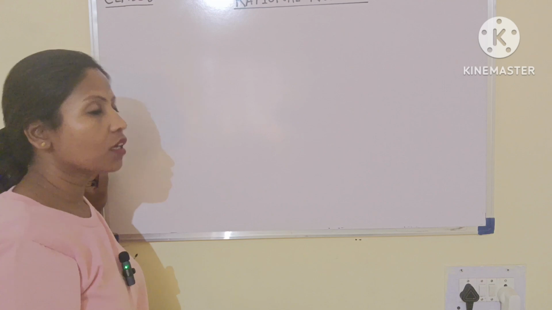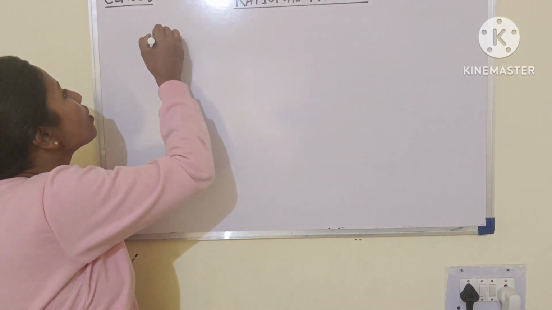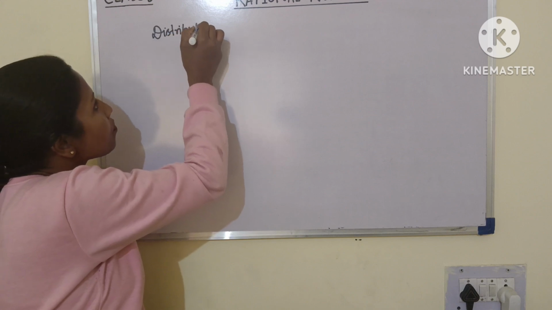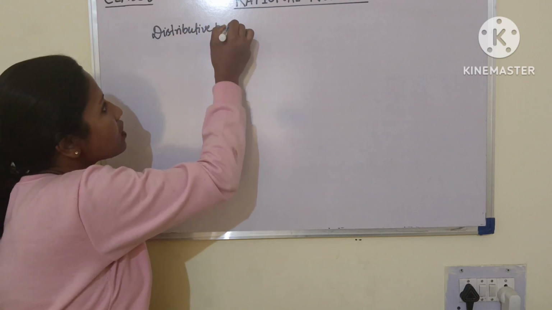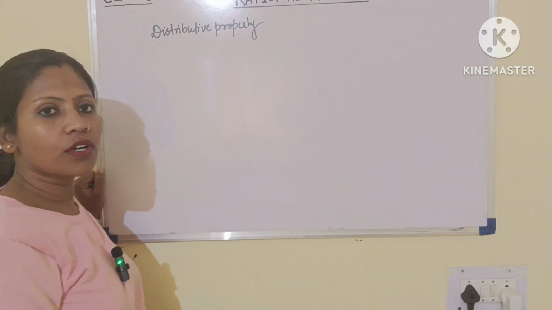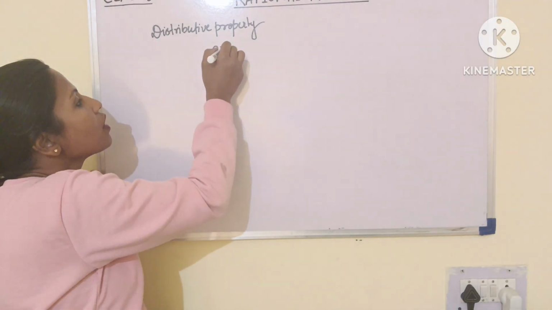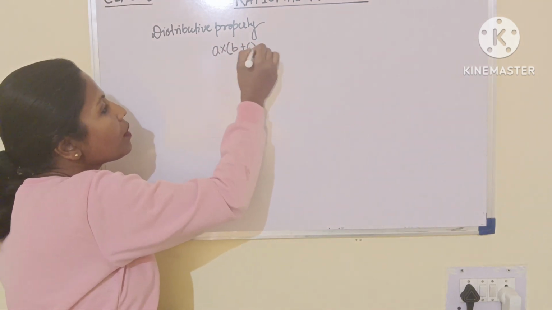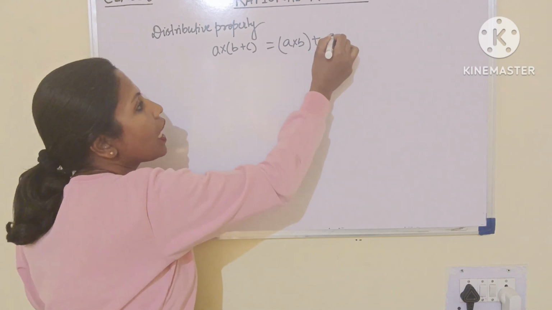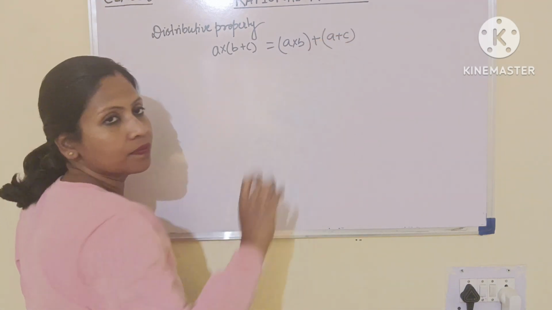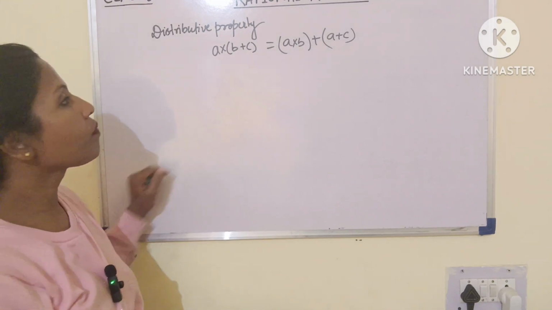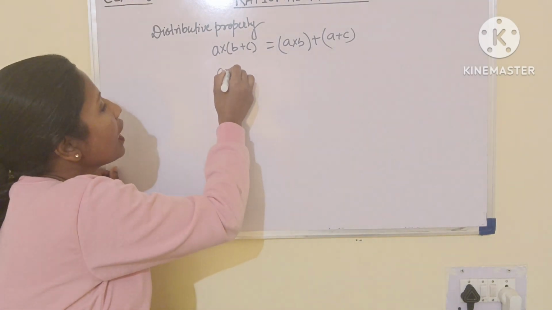What does it mean? Now let's talk about the distributive property. Distributive property over addition of multiplication. For multiplication, we study the distributive property over addition. So a into b plus c, how do we write? a into b plus a into c. Remember, a into b, a into c.